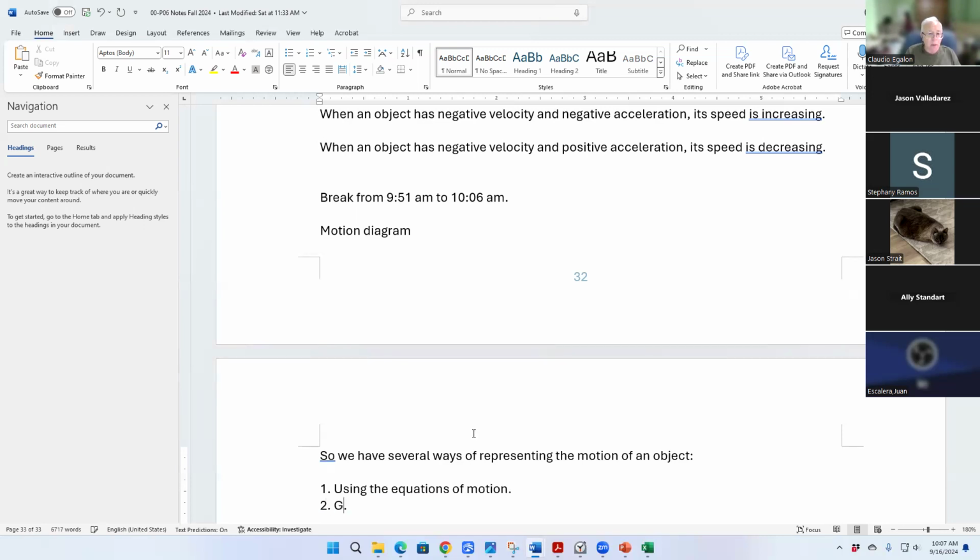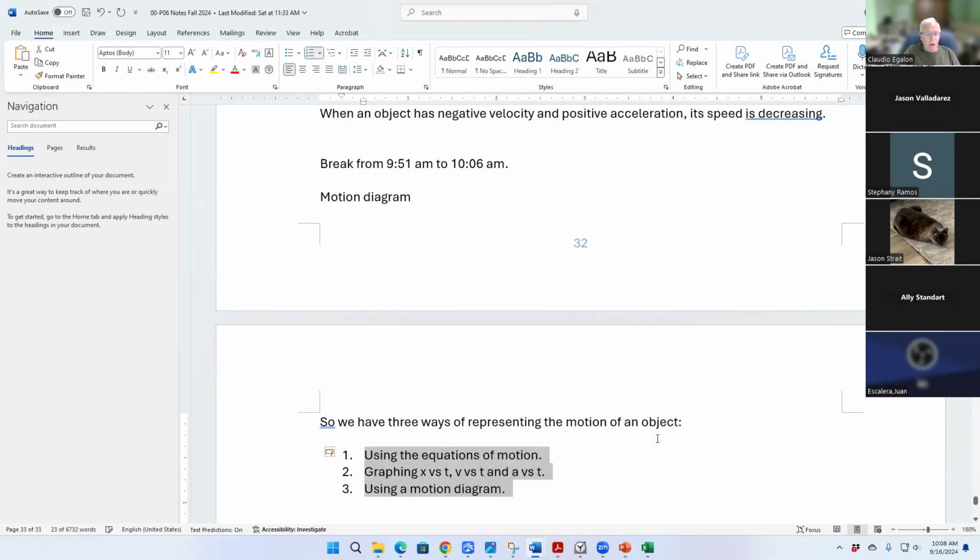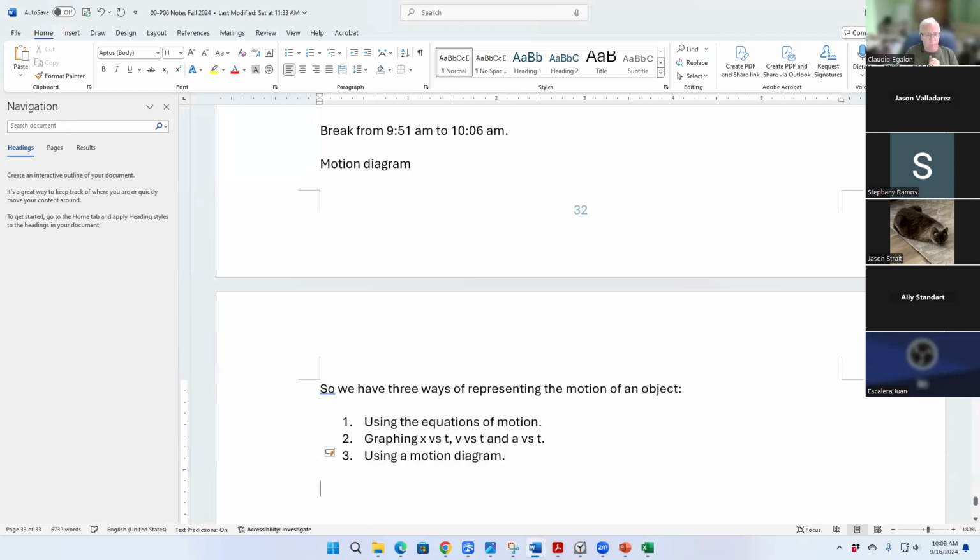Another way, two, is by graphing x versus t, v versus t, and a versus t. And the other one, three, we have three, not several ways, let's put three ways, right? By using a motion diagram. Okay? So choose whatever you think is best, but you gotta know all of them. You gotta be proficient in all of them. But there are those three here that we are covering.